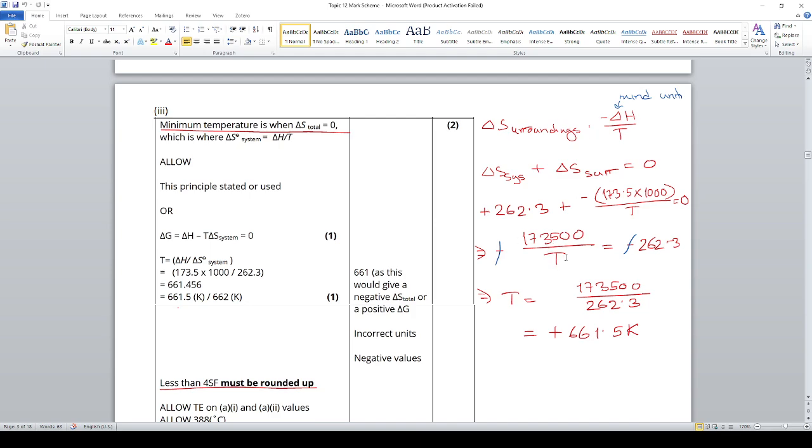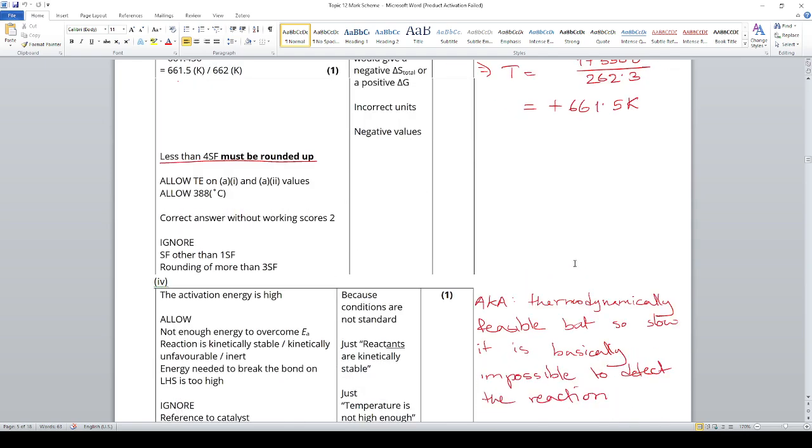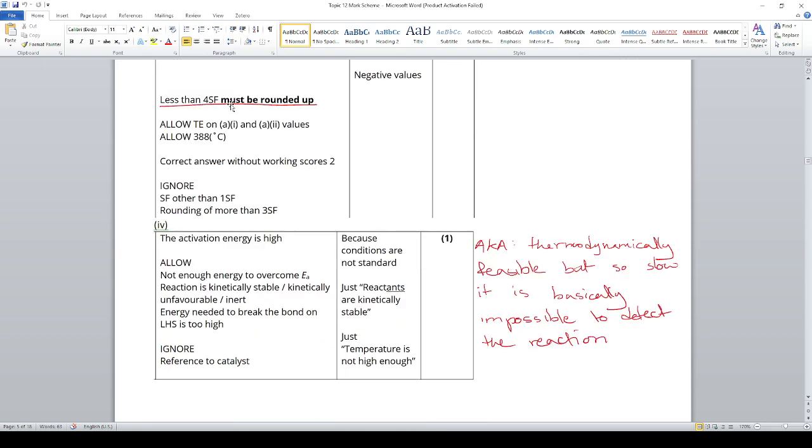Then we have this number over T is equal to this number. So we move that to the other side, this number over this number. This gives us 661.5 Kelvin. And remember, because we cross the signs out, this is a positive number, which, I mean, is kind of redundant. There's no such thing as negative Kelvin, but I would always recommend putting a sign down. Also, mind the rounding. Be careful about under and over rounding for these types of questions.